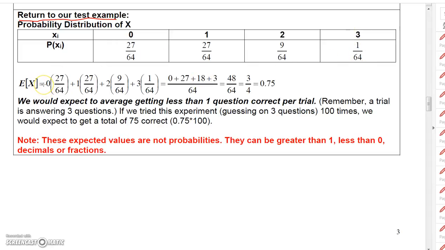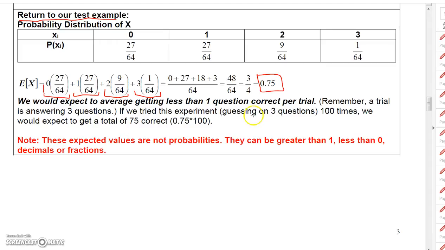Now, if we multiply 0 times its probability 27 out of 64, 1 times its probability 27 out of 64, and then 2 times its probability 9 out of 64, then 3 times its probability 1 out of 64, then I'll actually get 48 out of 64, or 3/4, which reduces to 0.75. So we would expect to average getting less than 1 question correct per trial.